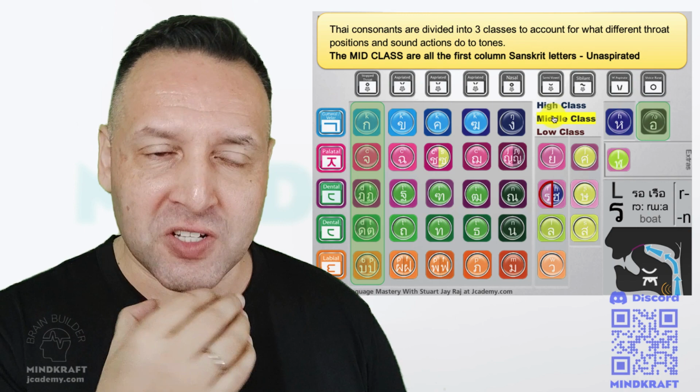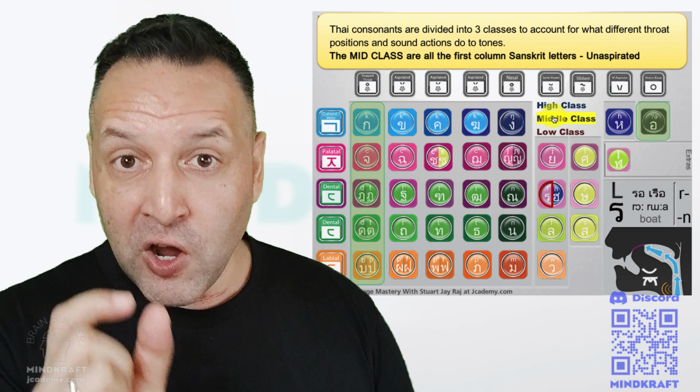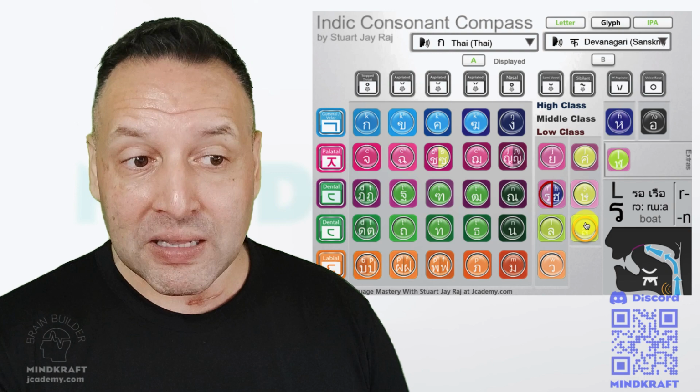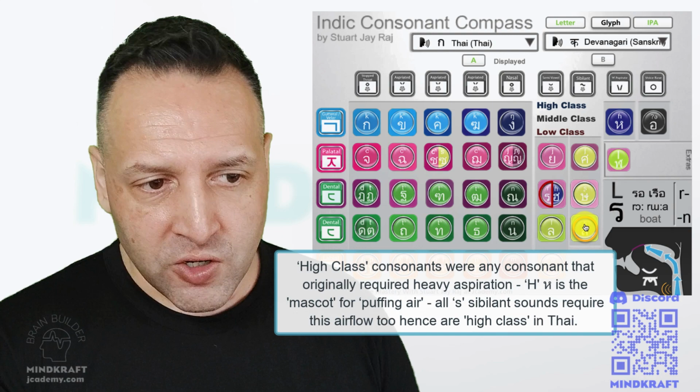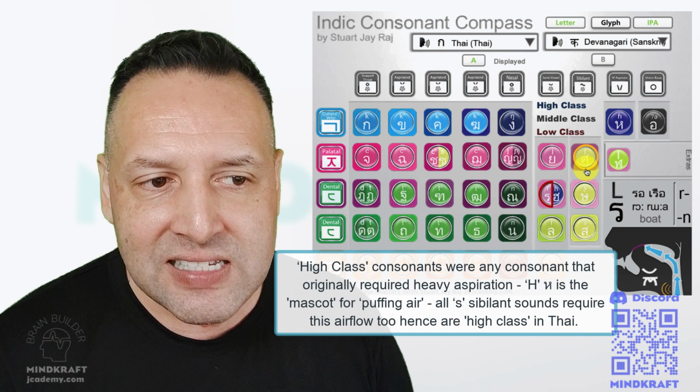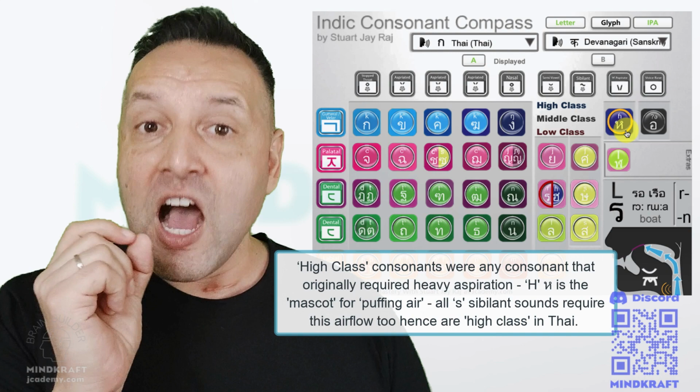And so basically what you're saying with tones or tone markers is we have stopped throat letters. We have aspirated letters, so these ones with puffs of air. Notice that all of these S sounds, they're called sibilants. That was originally sh, sh, s, that all turn to just an S in Thai. These are all also high class, because try and say s, you have to puff air over the letter. So s is also a high class, you will see there. And so, of course, is the letter H, because H is the mascot for puffing air.